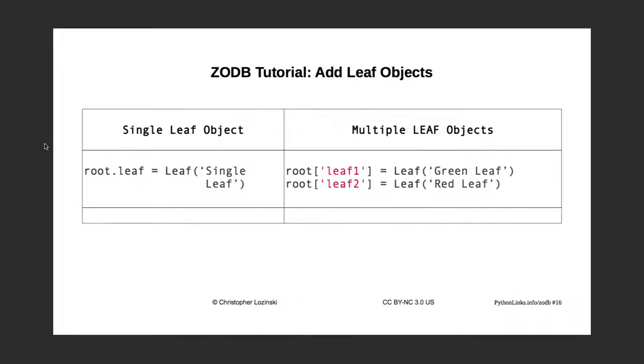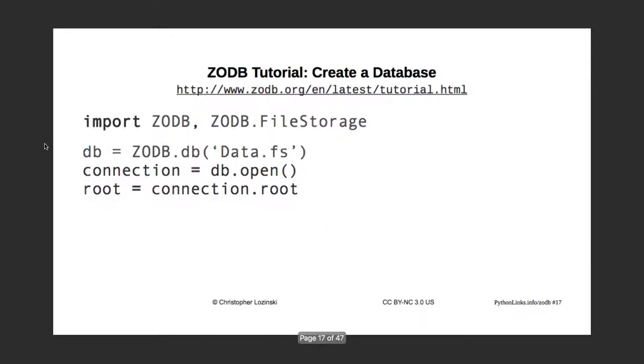And of course, you have a root object at the root of the tree, and you want to add either an individual object, so you can say root.leaf equals create a new leaf called single leaf, or usually you have a whole bunch of these things. So you'll do root of leaf 1 and create a new leaf called green leaf, root of leaf 2, create a new leaf called red leaf. So it's very easy to create large collections of leaves on a tree, create whole trees.